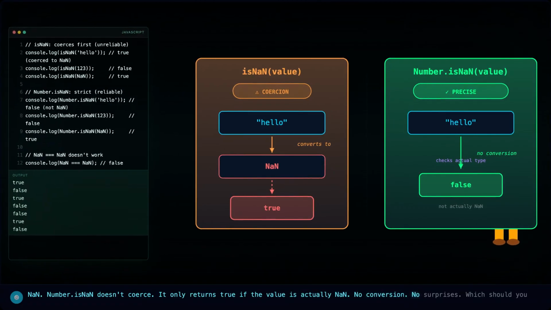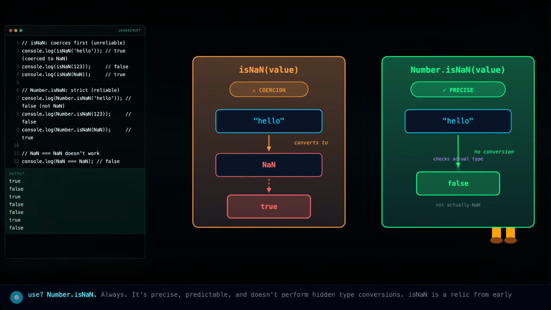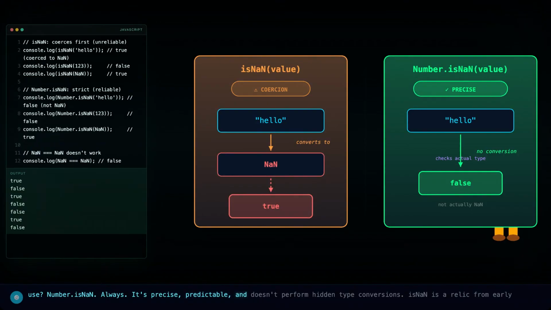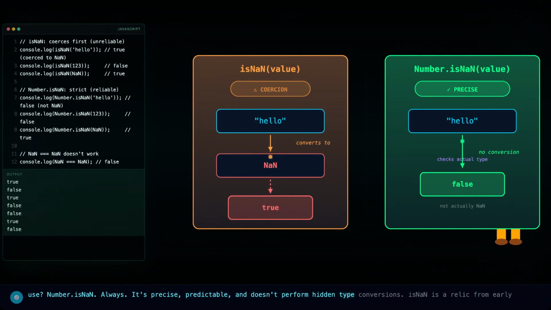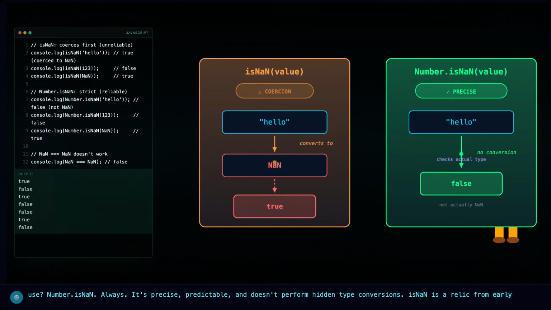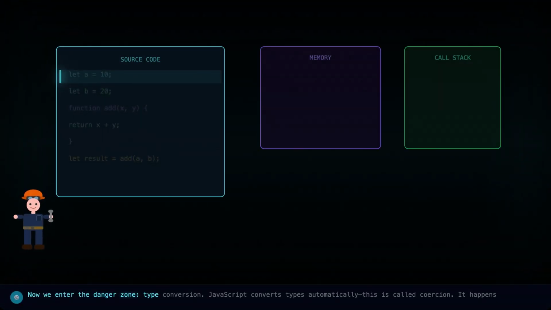No conversion. No surprises. Which should you use? Number.isNaN, always. It's precise, predictable, and doesn't perform hidden type conversions. isNaN is a relic from early JavaScript. Avoid it.